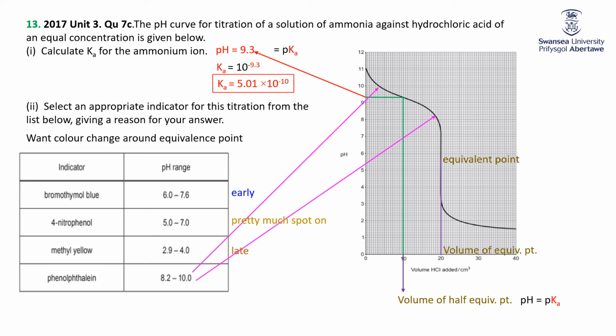And phenolphthalein, the classic one, you want to change between 8.2 and 10. Phenolphthalein is a great one for when you're titrating a weak acid with a strong base. It's a really lousy one for a weak base with a strong acid because the color change is way too early. So 4-nitrophenol changing between 5 and 7 looks like it encompasses the equivalence point quite nicely.